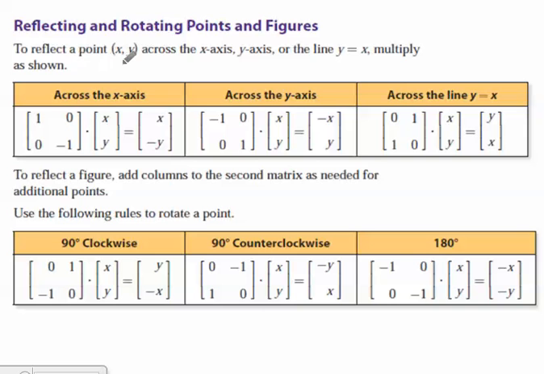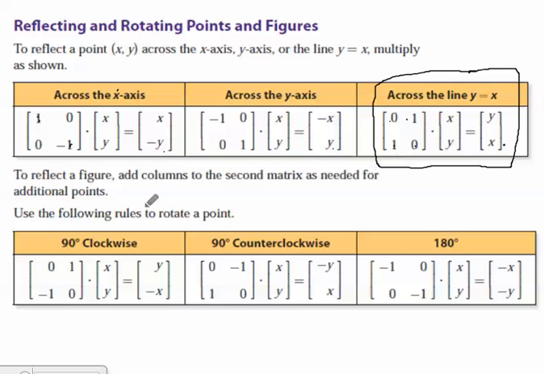Okay? To reflect a point, here's what's going to happen. If we're going to reflect across the x-axis, see how I've got the 1 and the -1 here? I'm going to multiply it times the xy's, and I'll get that -y. If I do the y-axis, -1, 1, -x, y. If I'm going across the line y equals x, it's actually 0, 1, 1, 0, and it will reflect across that line. This was always the hardest one to do in geometry, but with matrix math it works out much easier.